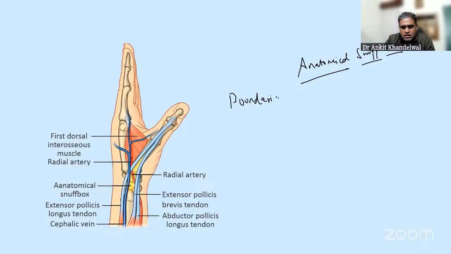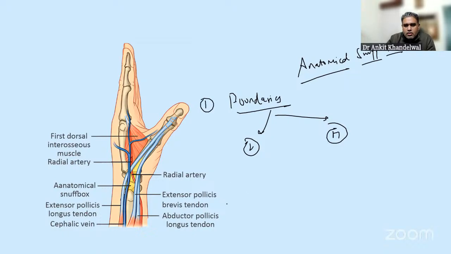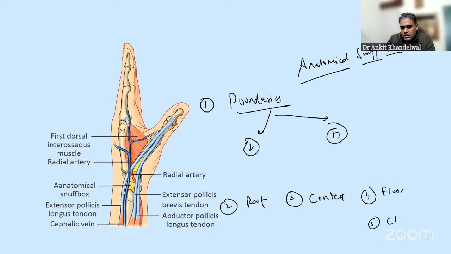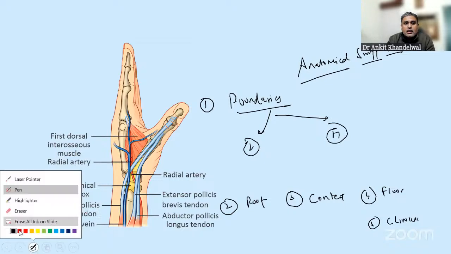Now, to remember the boundaries, there is a lateral boundary and a medial boundary. So, what if a theory question comes to you? Apart from the images, you can talk of the boundaries, then the roof, then the content, then the floor. Finally, the clinical aspect is obviously important. These are all the things that can be written about.